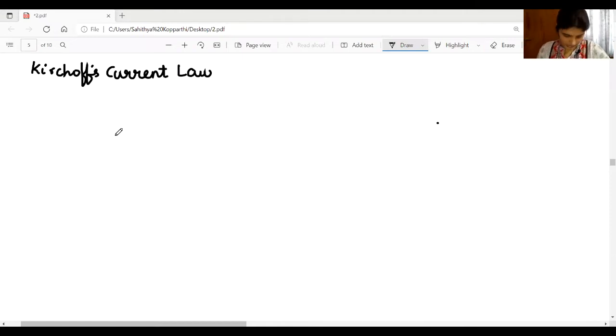Hello everyone. Today's topic is on Kirchhoff's current law. So it is shortly called KCL. Kirchhoff's current law states that the algebraic sum of the currents entering any node is equal to 0.